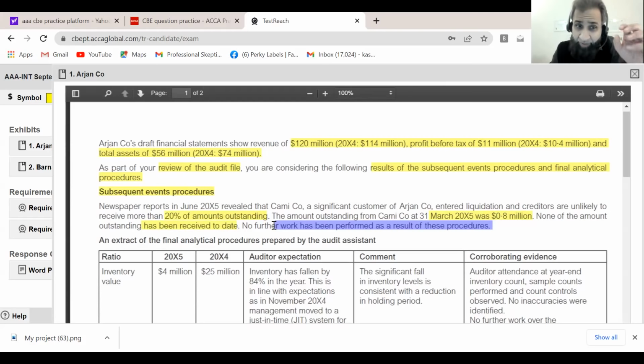So do you believe the evidence is inconsistent versus the conclusion? Chemi is a significant customer in liquidation. That is the conclusion, right? So do you all agree that "no further work has been performed as a result of these procedures" is an inconsistency versus the results? Do you all agree? Subsequent event procedures, right?